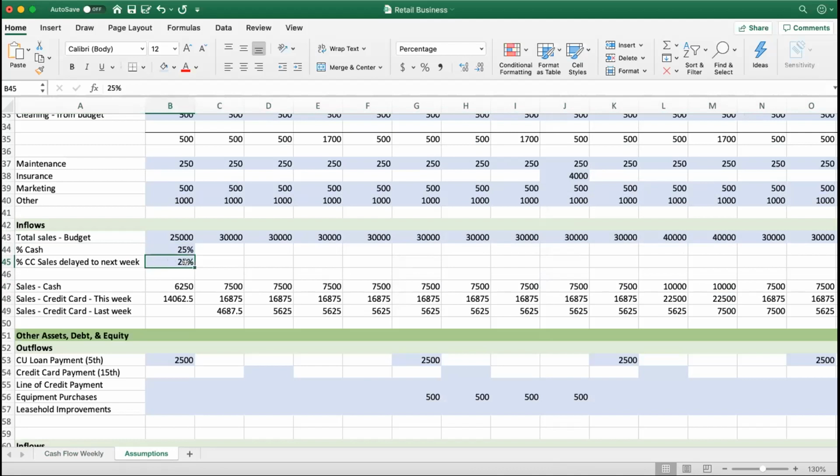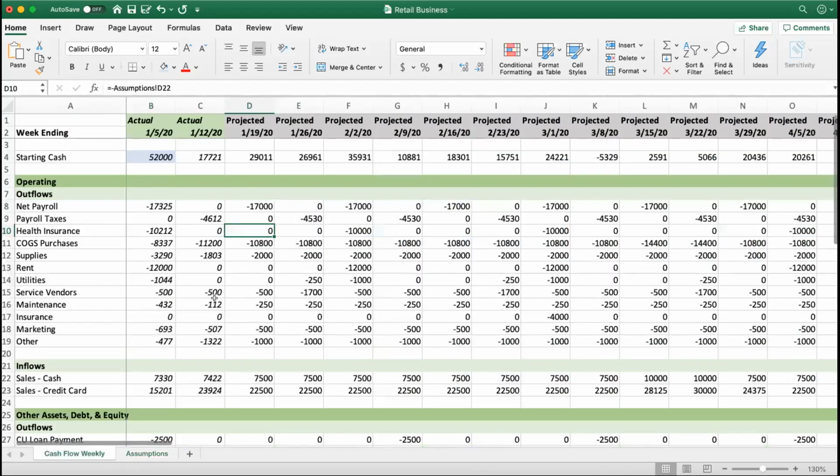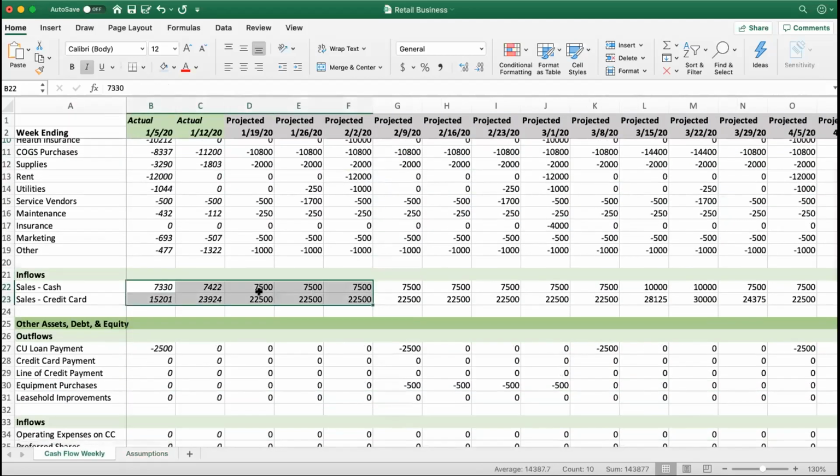I've made an assumption based on imagined historical data that 25% of all of our weekly credit card sales happen over the weekend. And so we aren't going to see those in the bank until next week. And then I've just used some formulas here to calculate the cash inflow based on these assumptions that are entered here. And then that flows over here into our inflow spreadsheet.